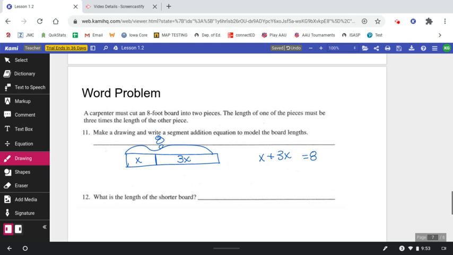Do we have to solve it? It doesn't say anything about solving. Oh, it does here. What is the length of the shorter board? So I need to solve for X. So by combining like terms, I get 4X equals 8. And dividing by 4, I get X equals 2 feet for the shorter board, which means 6 feet for the longer board.